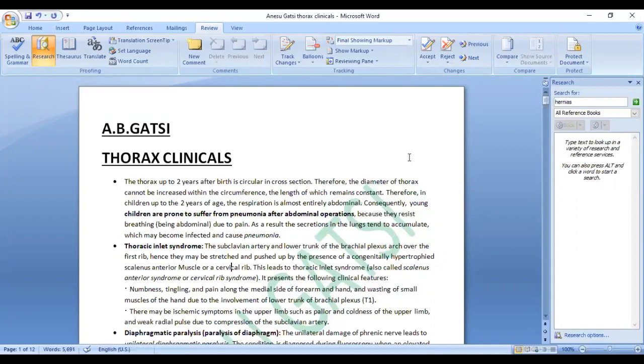Then you have what you call thoracic inlet syndrome. In thoracic inlet syndrome, you have compression of the subclavian artery and the lower trunk of the brachial plexus. If you compress the subclavian artery, you're more likely to have ischemic symptoms referred to your upper limb, because remember that the subclavian artery supplies the upper limb. At the outer border of the first rib, it becomes the axillary artery, and then at the lower border of teres major, it becomes the brachial artery.